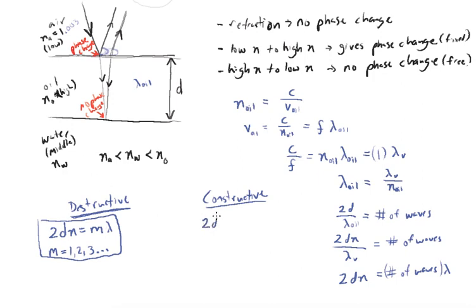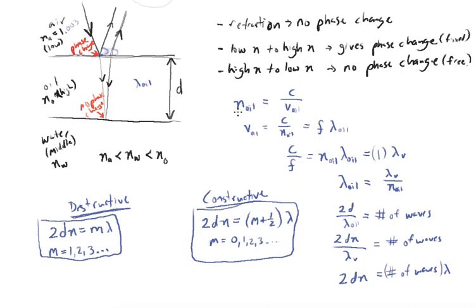We need 2dn, and we need this equal to m plus 1/2. So this is our number of waves. We need some integer, this could be 0, so it'd be half a wavelength, or it could be 1.5, 2.5, 3.5, 4.5, so on and so forth, times the wavelength. Like here we can have m equal to 0, 1, 2, 3, so on and so forth. Okay, and this is our second equation. This one's for constructive interference in this situation.